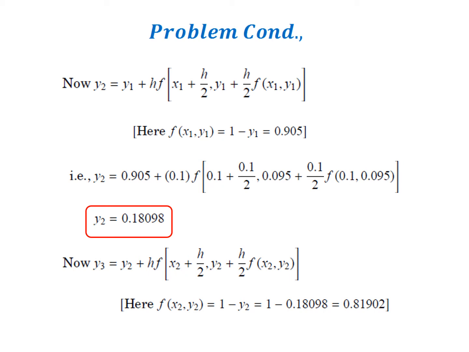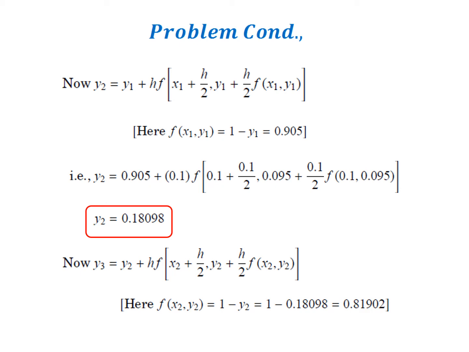Y2 is equal to y1 plus h into f of x1 (0.1), h is equal to 0.1 by 2, comma y1 is 0.095 plus h value by 2 f of x1 comma y1. This is not 0.905, it is 0.95. Make it correction. This also is 0.95 here. Now, after simplifying this whole thing, I will get y2 is equal to 0.18098. Now, move on to the third iteration, y3.